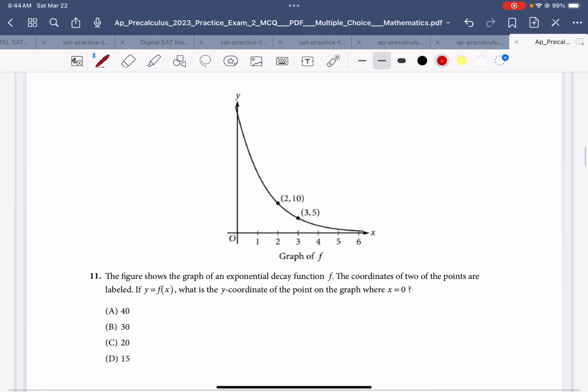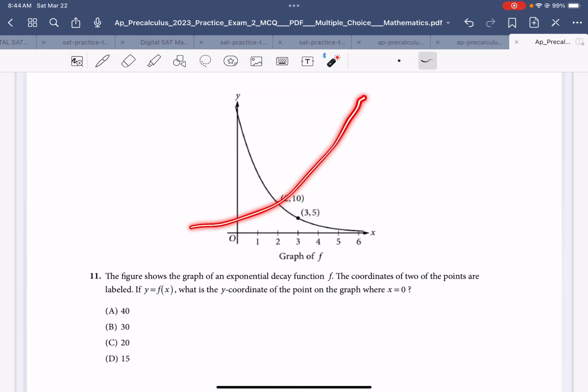Now the figure shows the graph of an exponential decay. We call this one going down exponential decay. If it's going up like that, then it's exponential growth. The coordinates of the 2 points are labeled, and if y equals f of x, what is the y coordinate of the point on the graph where x equals 0? So when x equals 0 is right here, then what is the y coordinate?